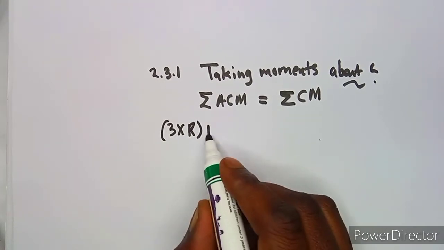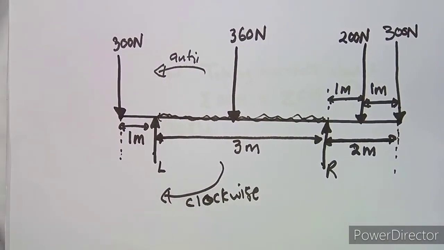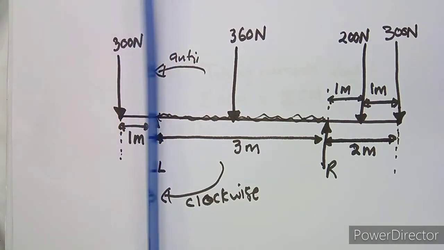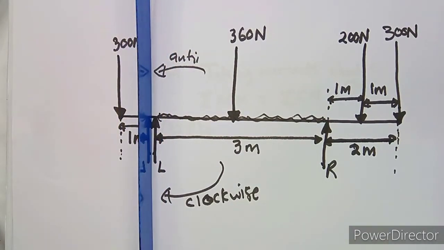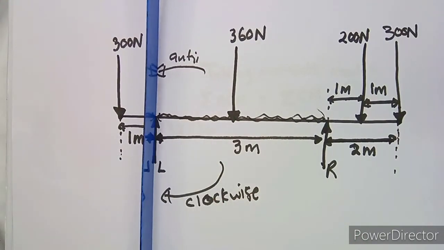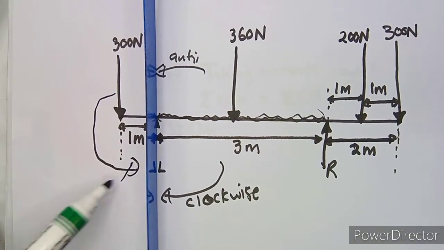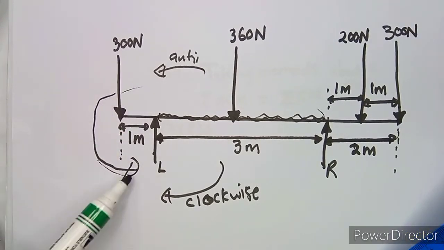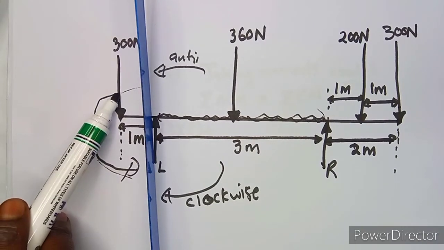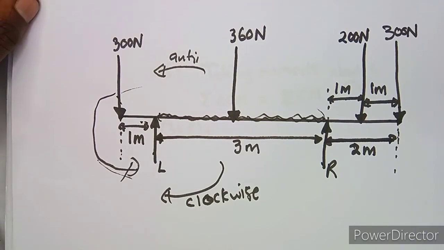3 times R plus, do we still have another one in the anti-clockwise? Okay. Let's see, guys, properly here. If we are to place a part here, this is our support L. You'll see that this R is moving this direction, which is anti-clockwise, which is the same thing with this force here, because it's going this way, and it's still maintaining the same way, so it's still in the anti-clockwise. So we are going to add this, which is 300 times 1. We are going to add it to this one because it's still in the anti-clockwise.